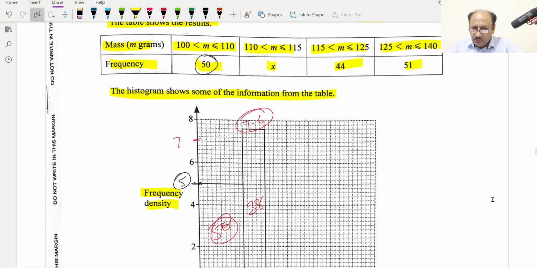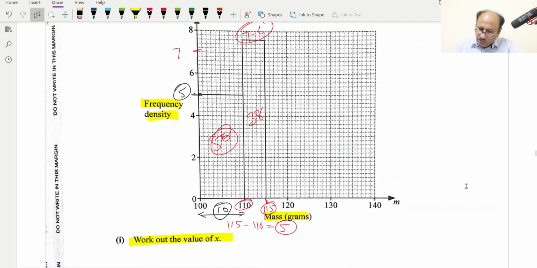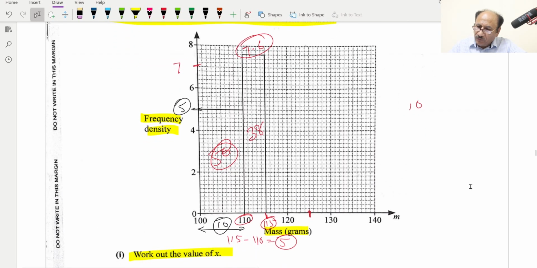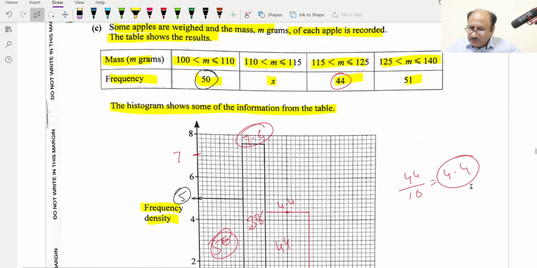So the first two columns we are done, and the next is 44. For 44, the range is 115 to 125, so this width will be 10, and so we have to divide 44 by 10, which will be 4.4. So 4.4 will be up to this point. So we can draw 4.4, and if we draw, the column will be up to this one. So this is 44, and 4.4 will be the height.